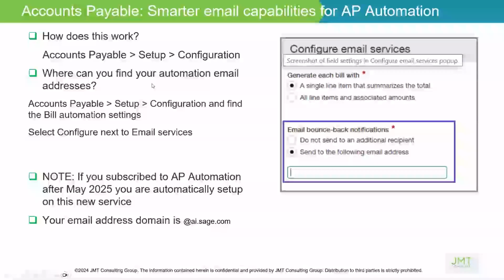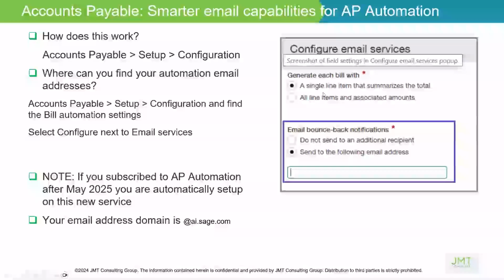But if you want to make use of this, you need to go to your accounts payable setup tab, click on the configuration option, go down to the automation, where it says configure, and you find the bill automation settings. It's about three-quarters of the way down. And you're going to click on configure next to the email services. There's two lines there. You want to do the one next to the email services.